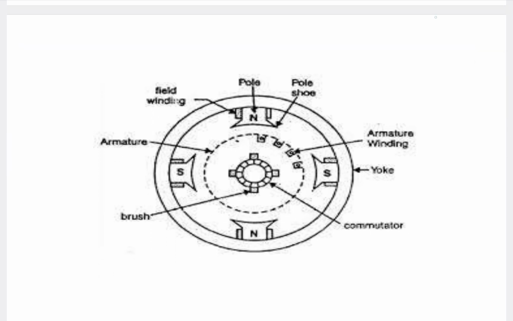Briefly we will see the construction of a DC generator. Mainly we need field winding and armature winding. The field winding is to develop the flux, and this is the armature conductor.